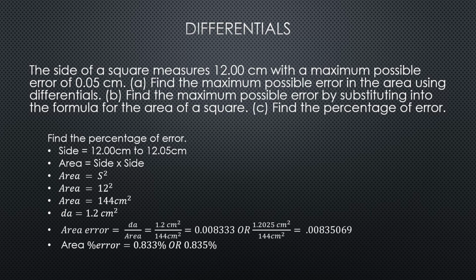And you can find that two different ways. You can find that with the differential method, which would be the 1.2 centimeters squared, which would be the error, divided by the desired area, and that gives us 0.833%. Or you could take the old school calculation where you subtracted the two areas and found the difference, and that gives us 0.835% of error for the area. Again, it looks like in the back of the book, they're using the differential method to calculate the area error percent rate.